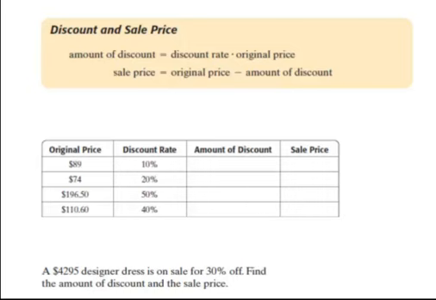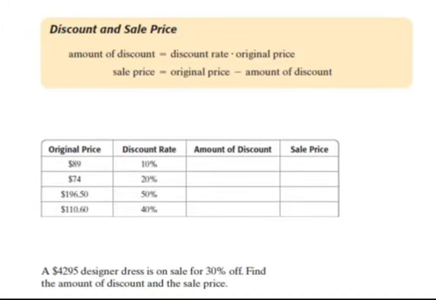First thing I want to do here is take a look at all these percents and write them as decimals. So this would be 0.10, 0.20, 0.50, 0.40. The way I'm going to find the amount of the discount is to multiply. So I take 89 times 0.10, that's $8.90. 74 times 0.20, that's $14.80.